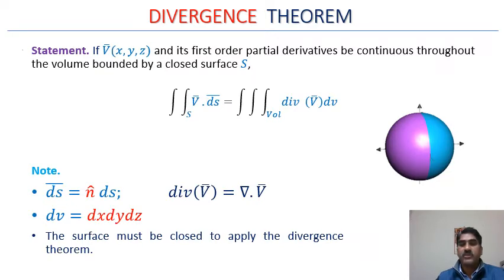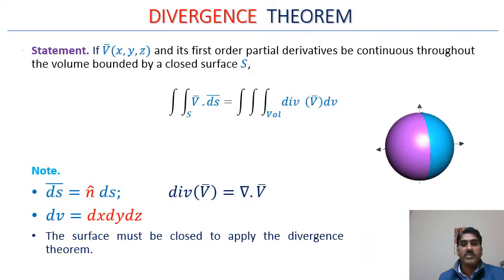Here two things you must remember. First, the surface in the Gauss theorem is always closed. If a surface is bounding a volume, it is always a closed surface. If the surface is not closed, you cannot apply Gauss theorem. Second, the dS vector that I have written here is just n cap dS, and n cap is the unit normal to the surface, the outward drawn unit normal.